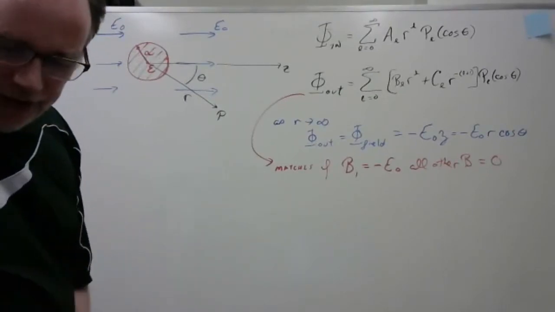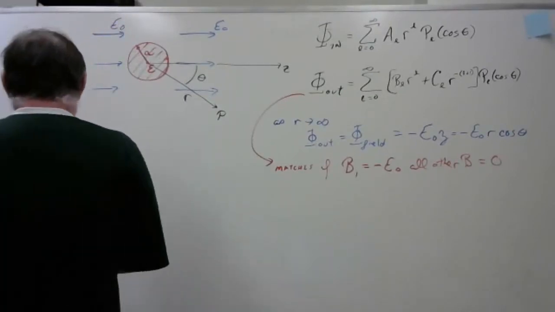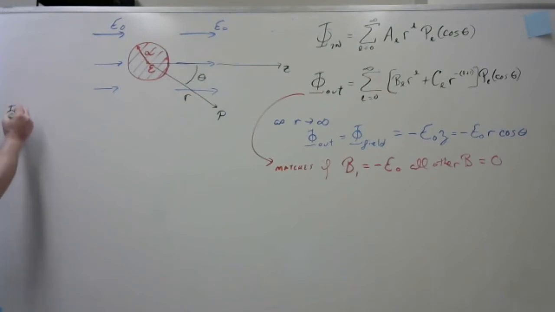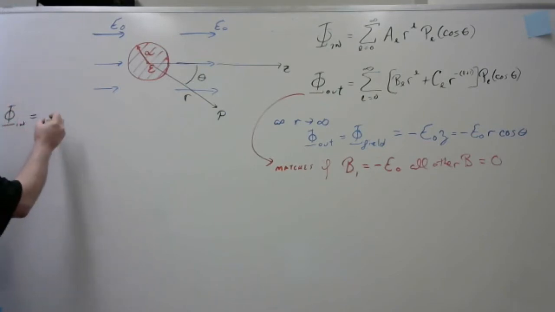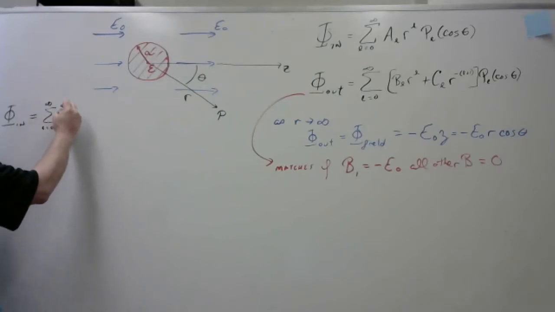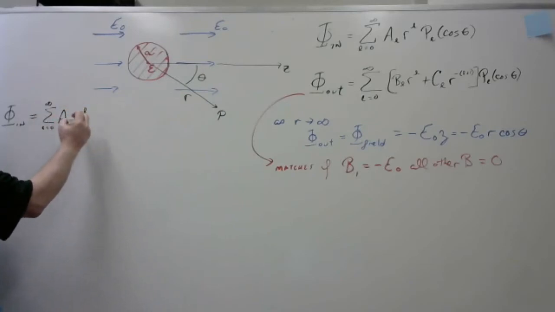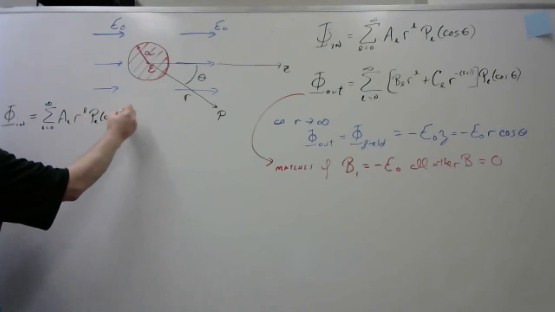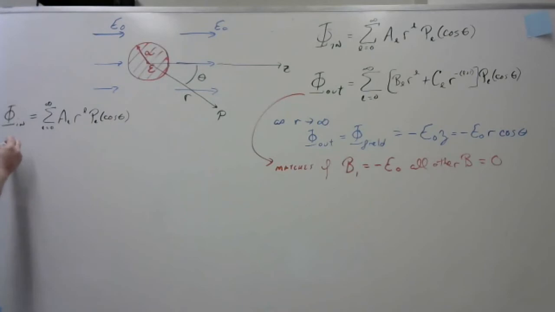So I'm going to come back over here and rewrite that. I'm going to write my phi in over here and my phi out over here too. So my phi in is the sum L equals 0 to infinity, A sub L, R to the L, P sub L cos theta. And then my phi out is going to be my B1 term.